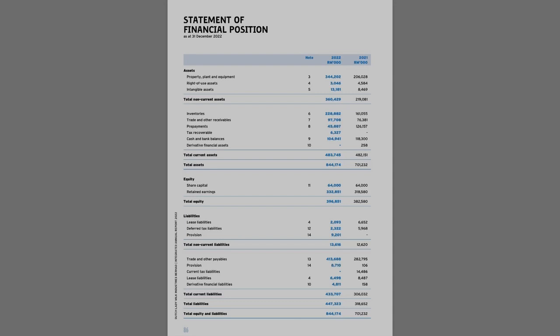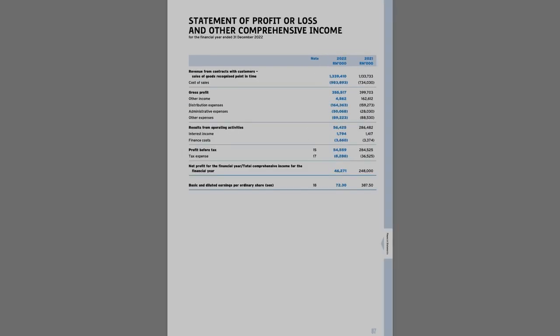This is the statement of financial position. First one, the total current asset is 483,745 ringgit. Next, for the total equity, it is 396,851 ringgit. Lastly, the total current liabilities is 447,328 ringgit. Next, this is the statement of profit or loss and other comprehensive income of JASRI.